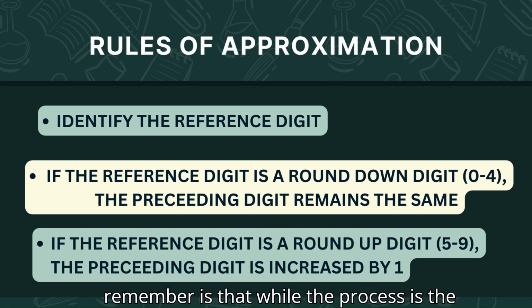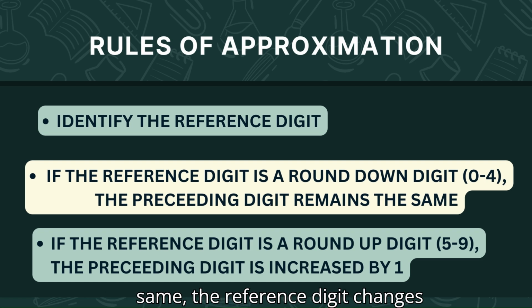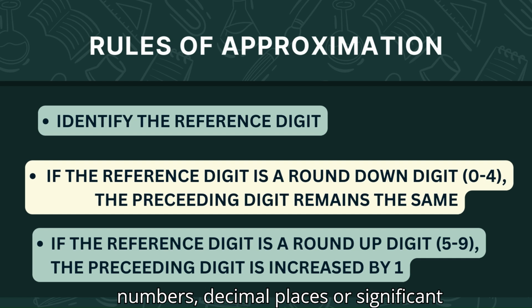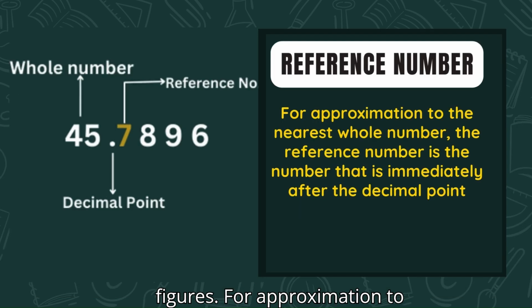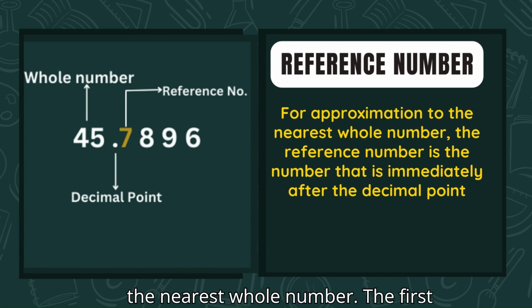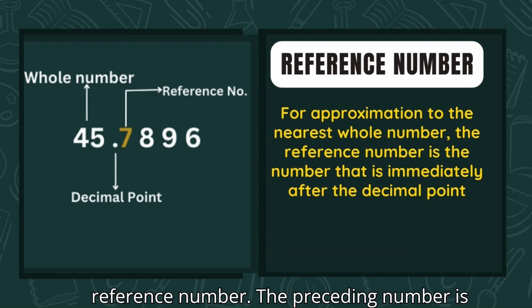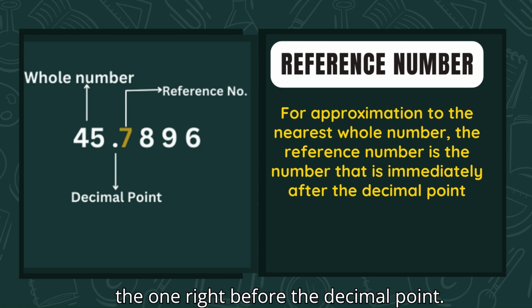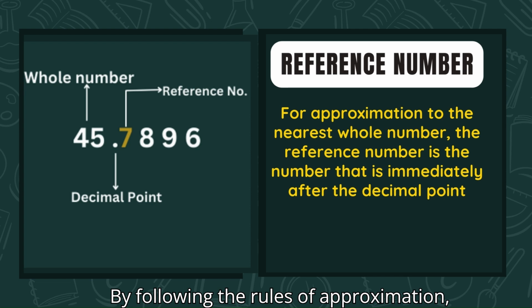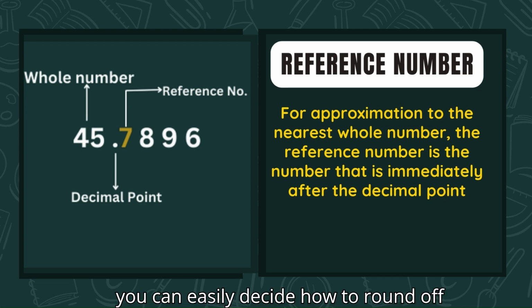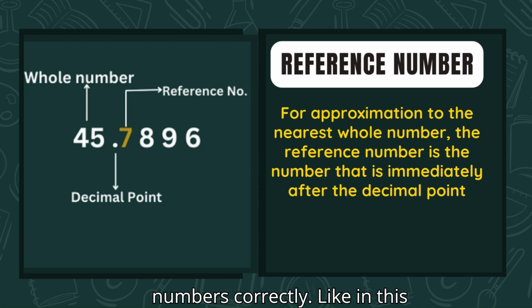The key to remember is that while the process is the same, the reference digit changes whether you are working with whole numbers, decimal places, or significant figures. For approximation to the nearest whole number, the first number after the decimal point is the reference number. The preceding number is the one right before the decimal point. By following the rules of approximation, you can easily decide how to round off numbers correctly.